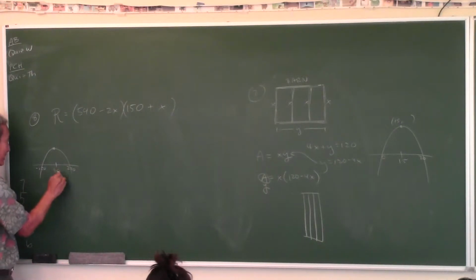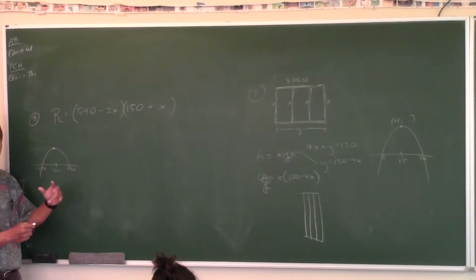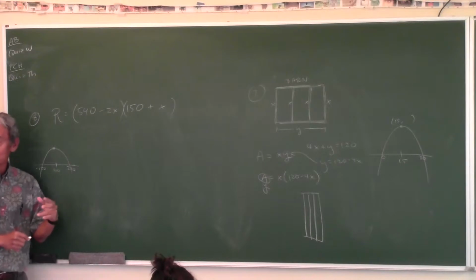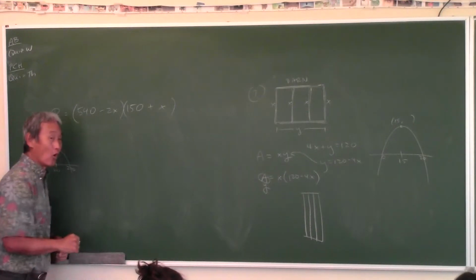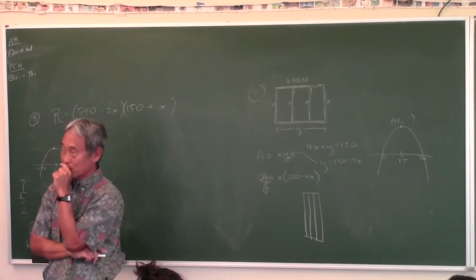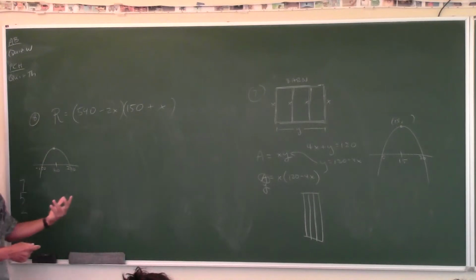60. So that means when x equals 60, that's the maximum revenue you're going to get. Does that answer the question? 60 is the answer then. No, you have to answer the question. What is the question? What ticket price should you sell it at if you want to maximize your revenue?